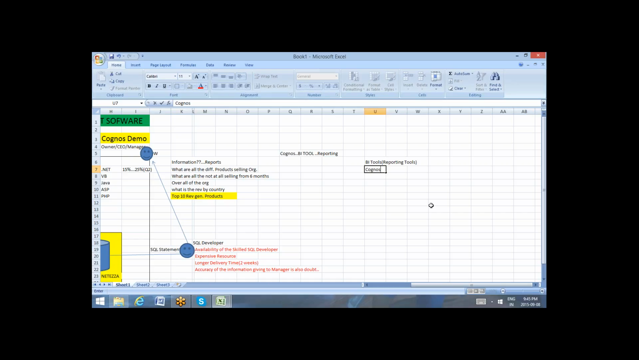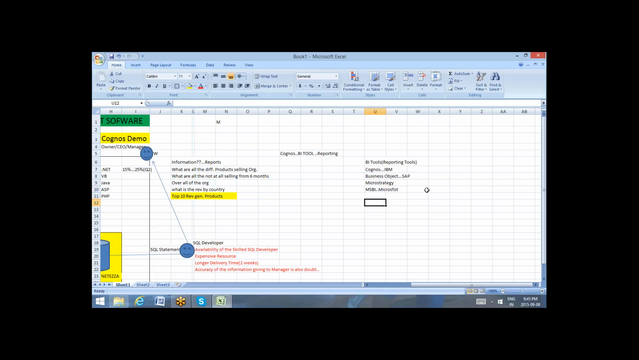In addition to Cognos, we also have a lot of other tools, like Business Objects from the SAP company. Cognos is a tool coming from IBM. Business Objects is a reporting tool coming from SAP. From MicroStrategy we have one more tool, called MicroStrategy. From Microsoft we have MSBI, one tool available from Microsoft.